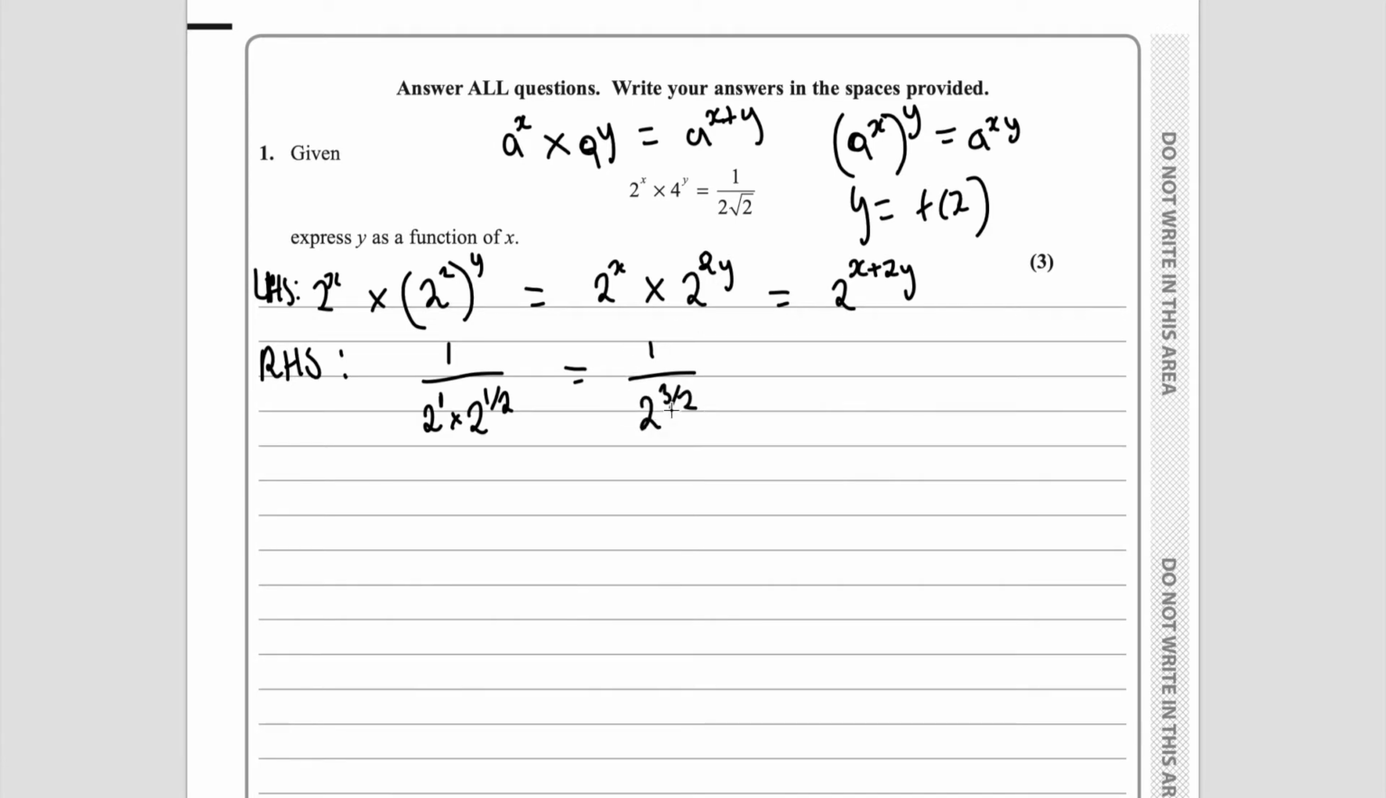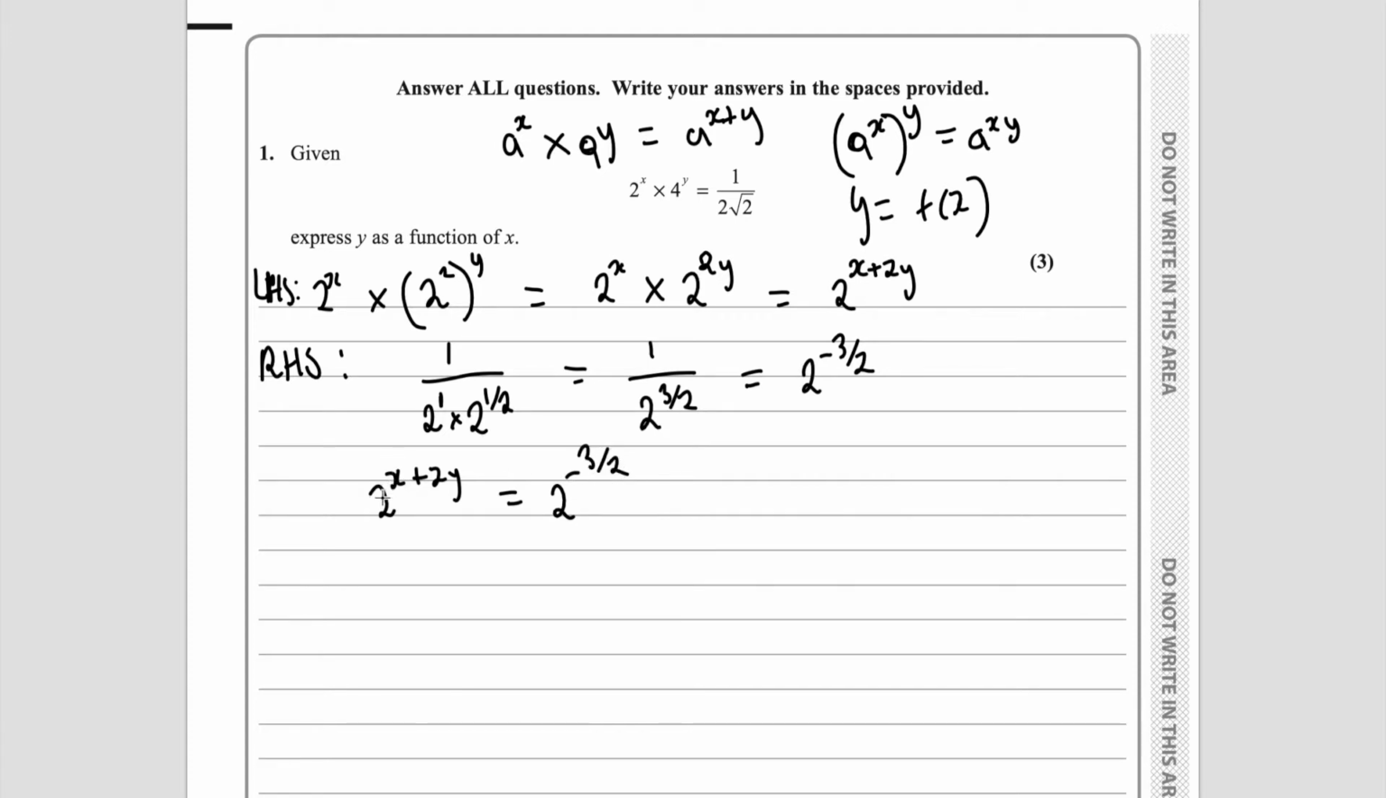And if we think about this in such a way where we have a reciprocal of something to the power of something else in the denominator, we can quite easily make this 2 to the power of minus 3 over 2. Now, we have something that's incredibly simplified. We have 2 to the power of x plus 2y, which was the left-hand side of this expression, equaling 2 to the power of minus 3 over 2.